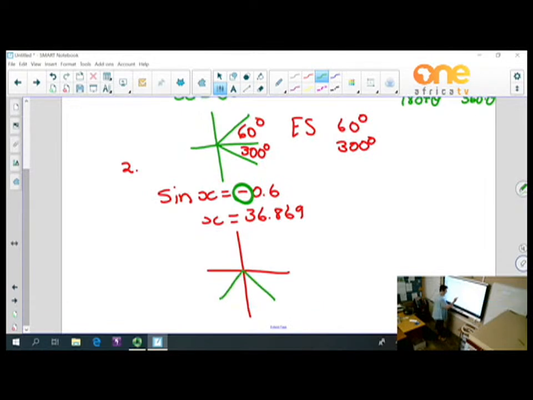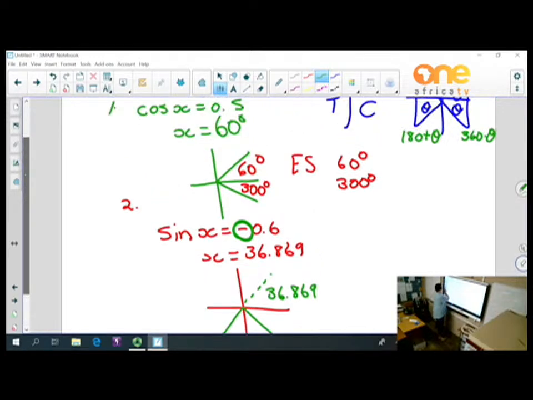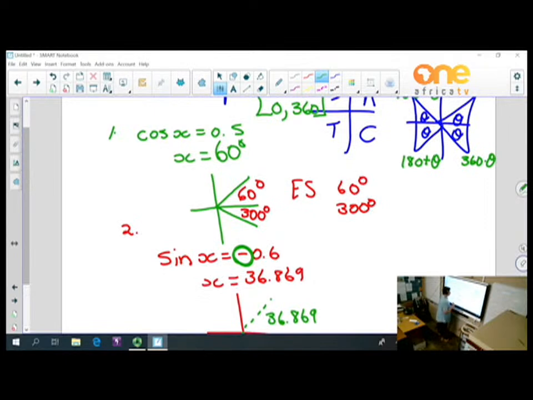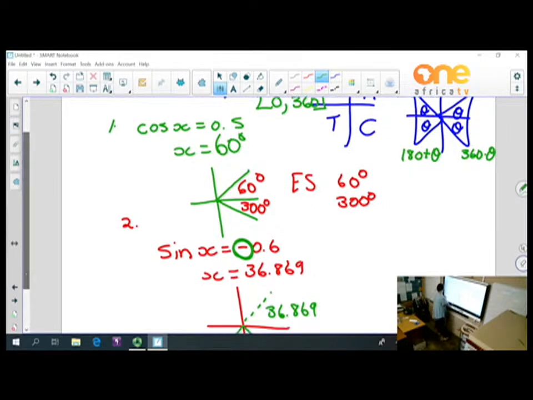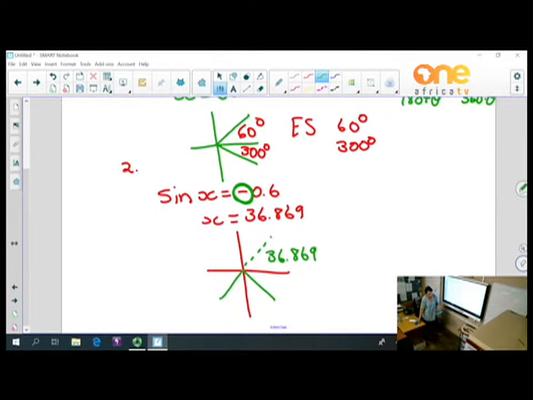Now this angle is my key angle here, 36.869. But that's not the solution. I need to find those two. How do we do it? We use the butterfly story. So 180 plus theta and 360 minus theta.